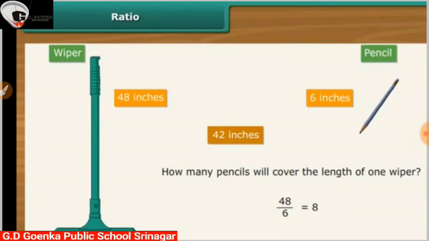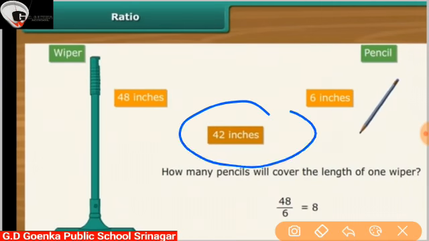First, let us understand what a ratio is. For example, we have a wiper 48 inches long and a pencil 6 inches long. If we try to compare them by taking their difference, it is 42 inches. But taking the difference does not express the comparison. The wiper's length is too long as compared to the pencil's length.